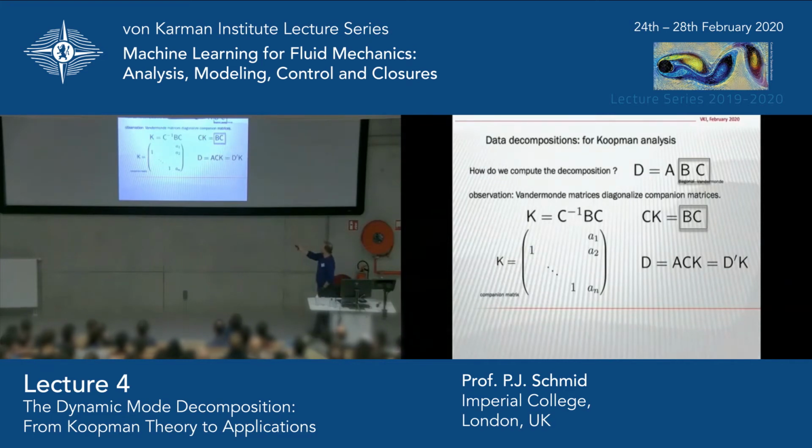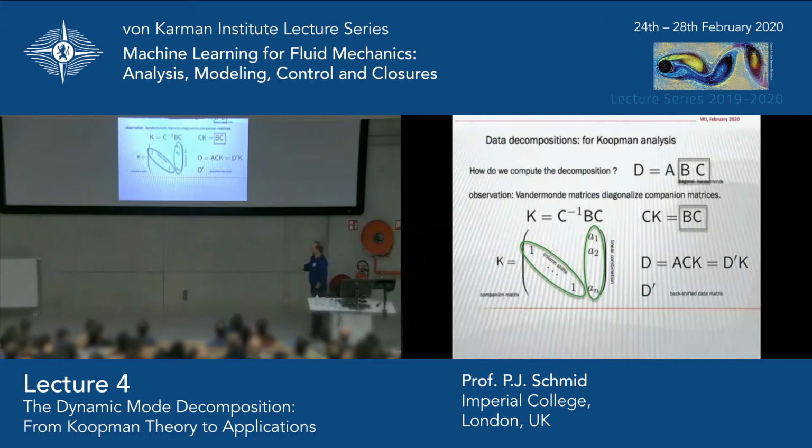So I just call it D prime. Now I have the data matrix D that I do know, and some matrix D prime that I think I don't know, and out of the K, I only know the shape of it. It has to be companion. But now let's look at the companion matrix. What do these ones do?